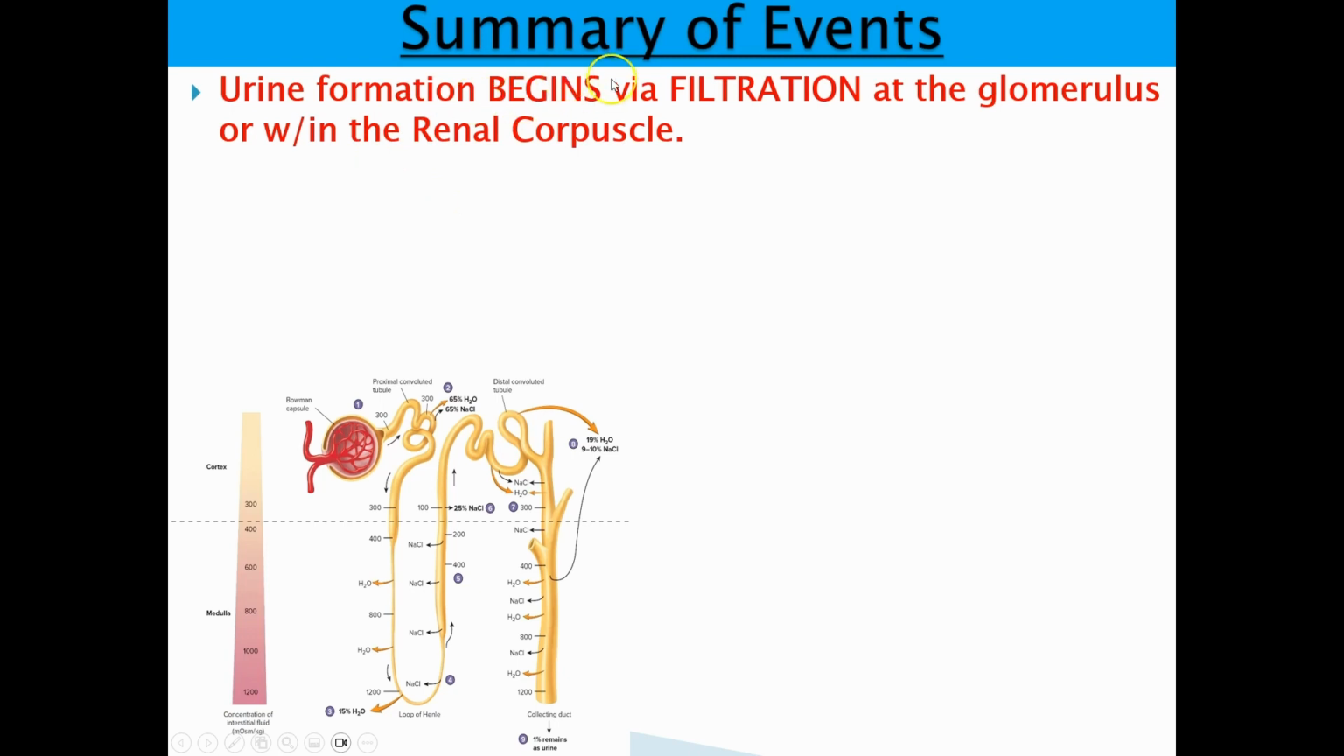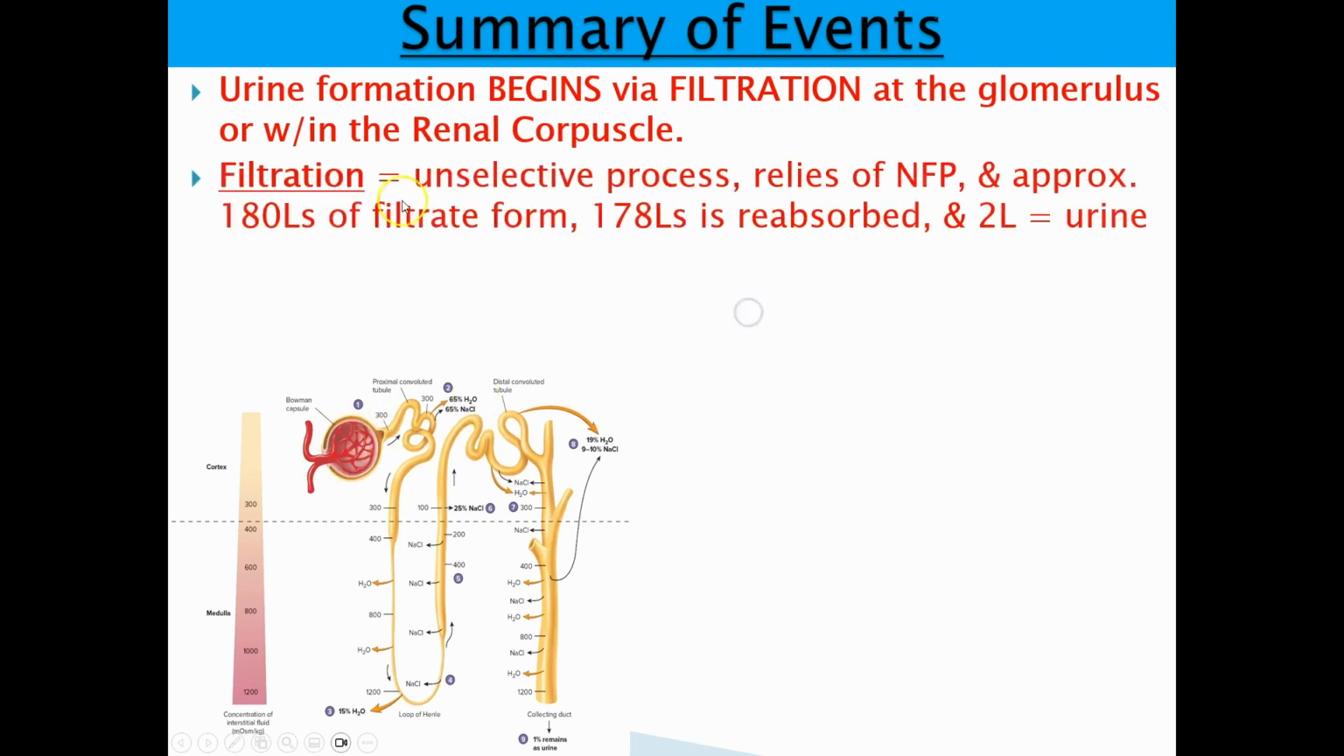All right, but summary of events. Urine formation, you should know, begins via filtration. And filtration is strictly occurring at the glomerulus or the renal corpuscle. It's occurring at the glomerulus capillaries or within the renal corpuscle. That's what you needed to know, and that's what we're seeing right here. So site of filtration. With that, you should know filtration is an unselective process that relies on the net filtration pressure. And during that process, approximately 180 liters of filtrate are going to form.